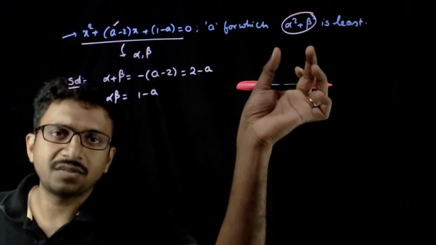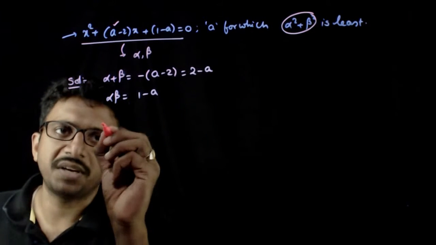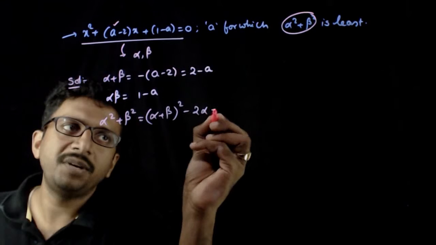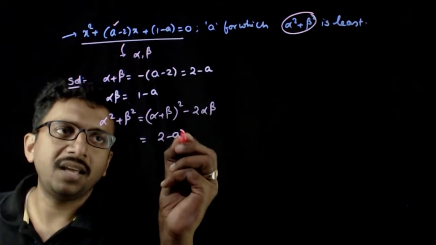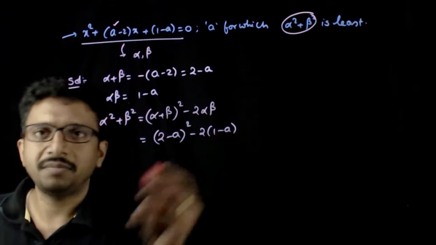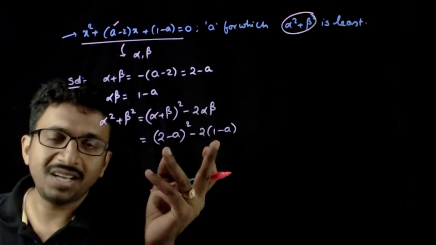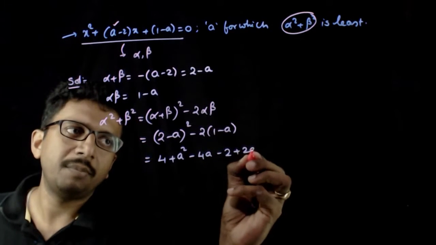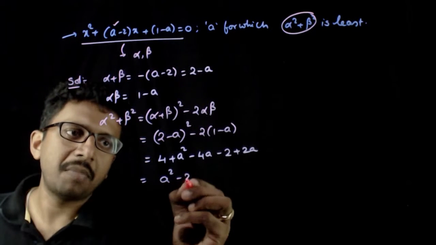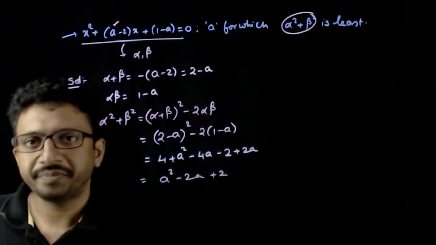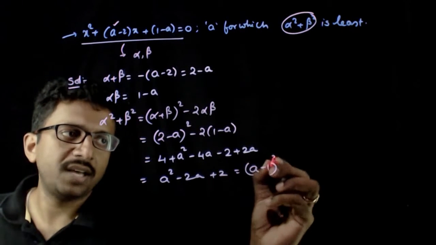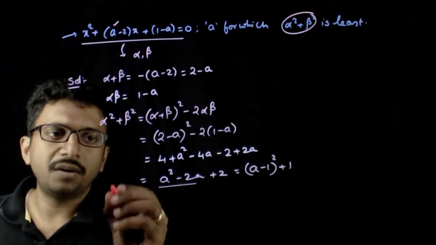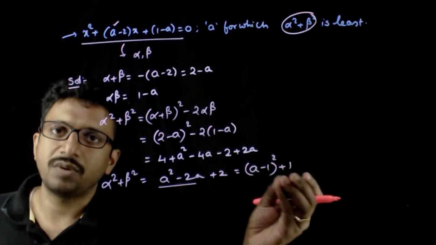So the thing that needs to be analyzed is alpha square plus beta square. So alpha square plus beta square in terms of a is nothing but (alpha plus beta) whole square minus 2 alpha beta, that is equal to (2 minus a) whole square minus 2 times (1 minus a). So this is the value of alpha square plus beta square in terms of a, that is equal to 4 plus a square minus 4a minus 2 plus 2a, that is equal to a square minus 2a plus 2, that is equal to (a minus 1) whole square plus 1, since a square minus 2a plus 1 is (a minus 1) whole square. So now my alpha square plus beta square is (a minus 1) whole square plus 1.